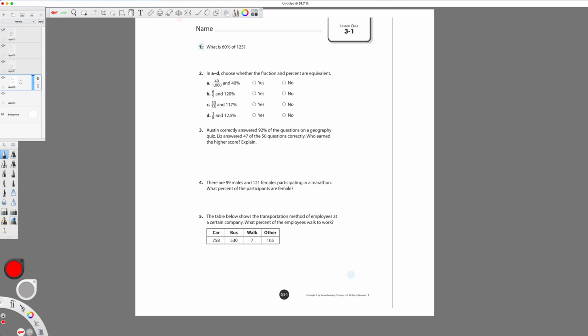So number 1, 60% of 125. Real quick way of doing that is 60% as a decimal times 125. So here we go, 0.6 times 125, and I get 75. If you used a proportion, you should have gotten the exact same answer.